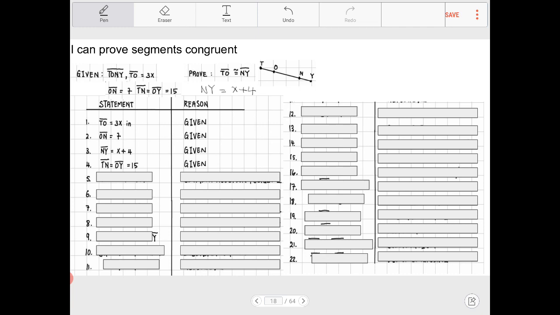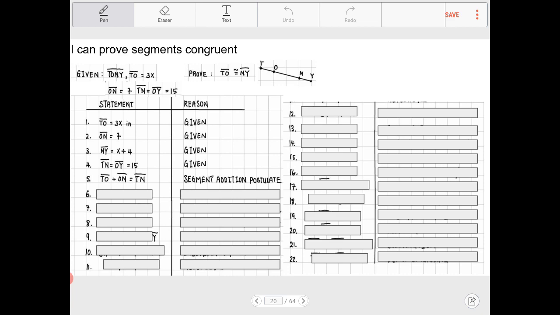So one of the things that I, as a strategy, if I notice that there are segments and they're formed by other smaller segments, I would want to maybe perhaps write out that relationship. So I can say TO plus ON is equal to TN. And why is this true? Well, this is a logical statement. It does not require any proof because of segment addition postulate.